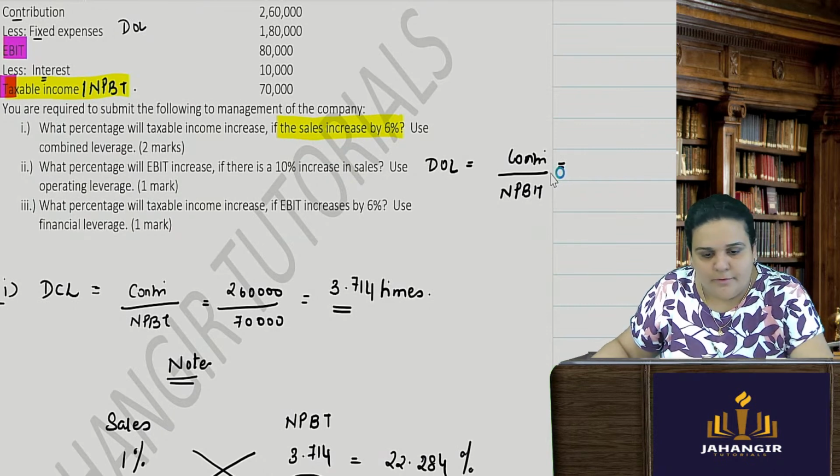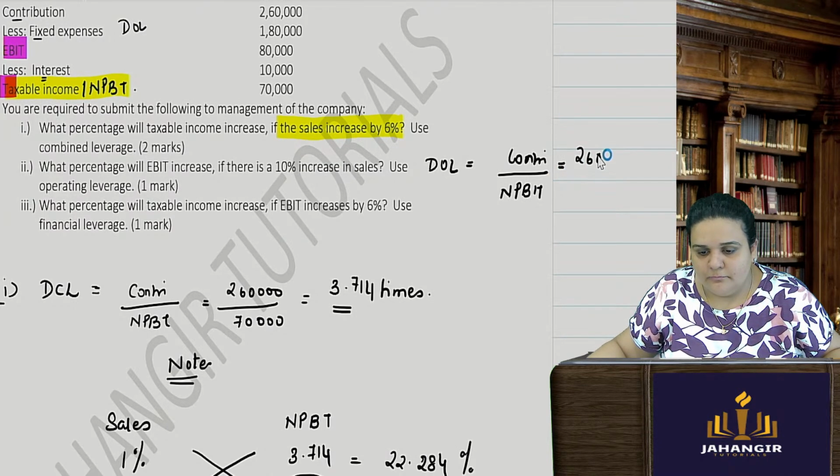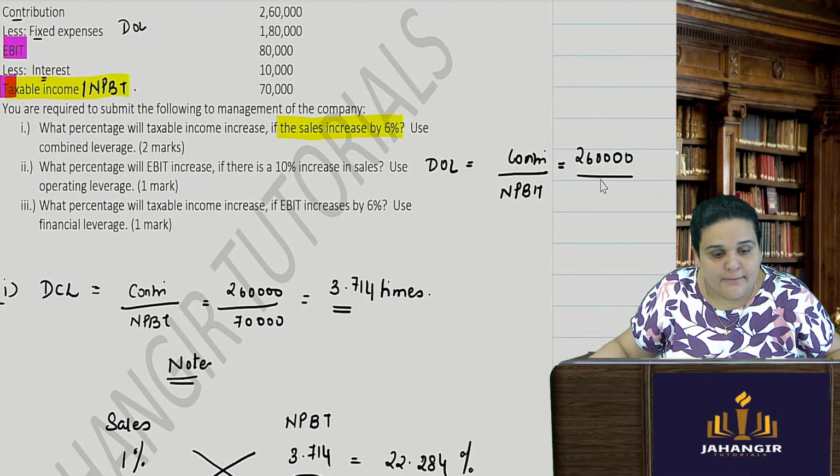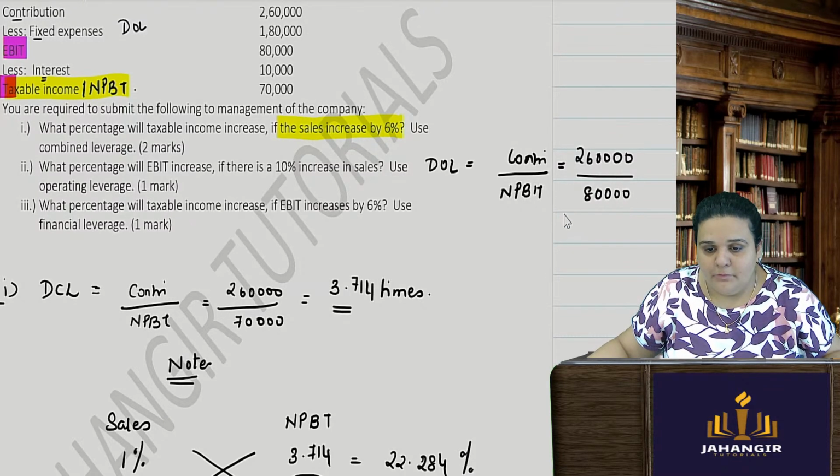How much is our contribution? 2,60,000. Our NPBIT is 80,000. Okay, so our answer is 3.25 times.